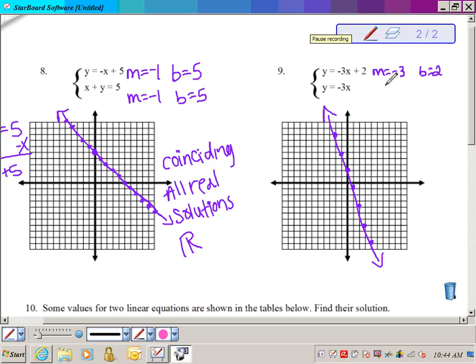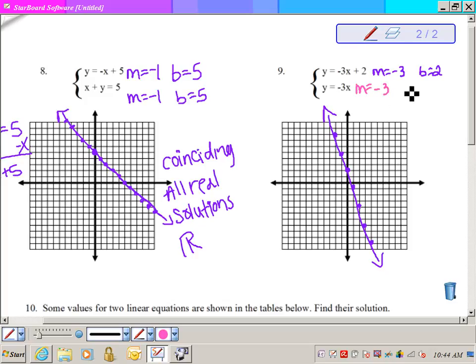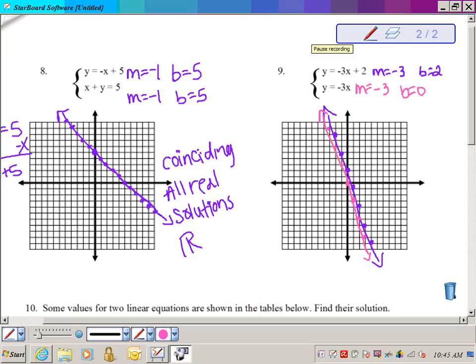Okay, for the second one, what's my slope? Negative 3. What's my y-intercept? 0. So where do I start? 0. What do I do? Down 3 over 1. These are really close together, aren't they? Okay, do you guys notice anything about these graphs?